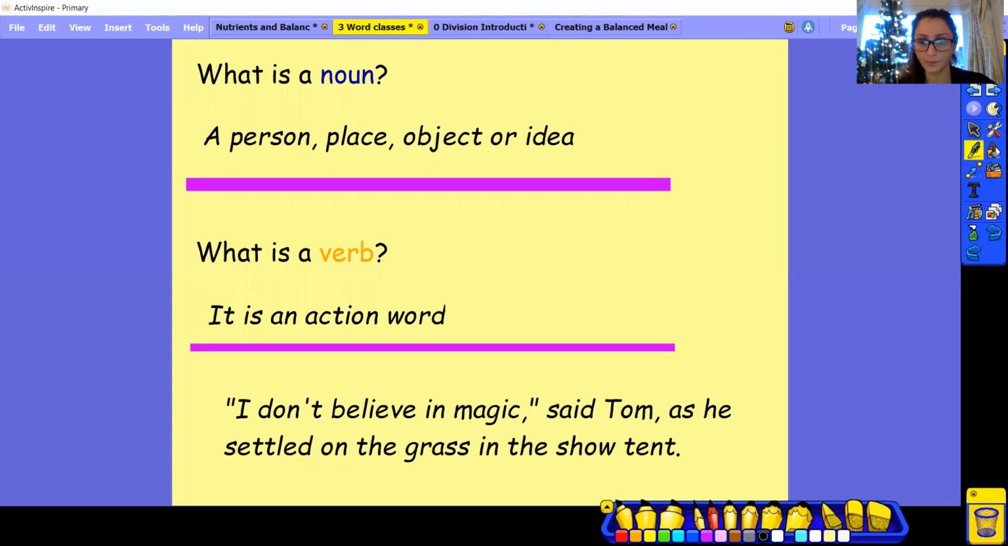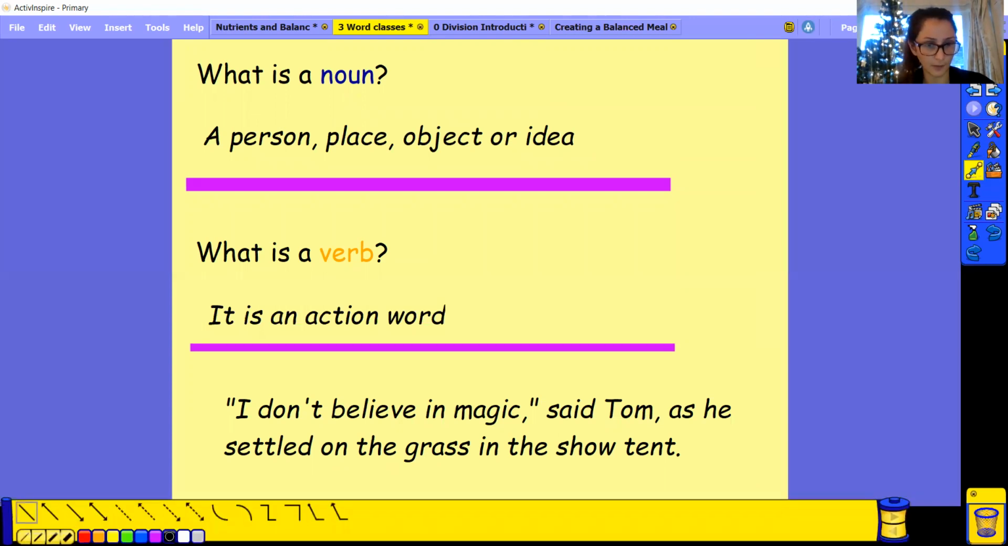So first of all, let's find the nouns. So, I don't believe in magic. Magic is one, it's the name of something. Tom is a noun, it's the name of somebody. This one has a capital letter because it's a proper noun. It actually needs a capital letter. As he settled down on the grass, remember the grass is the name of something, of the show tent. So, there are nouns there.